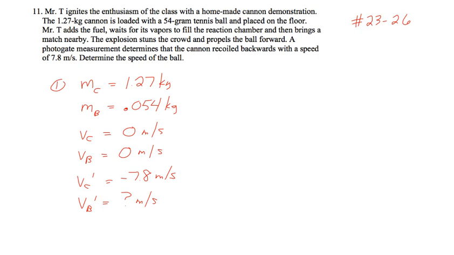Now step 2 is to write the equation. Since I'm writing it in terms of B and C instead of 1 and 2, I'm going to write my equation as MB VB plus MC VC equals MB VB prime plus MC VC prime. And I could have put the C first and then the B. It's the same equation. So that's the law of conservation of momentum.